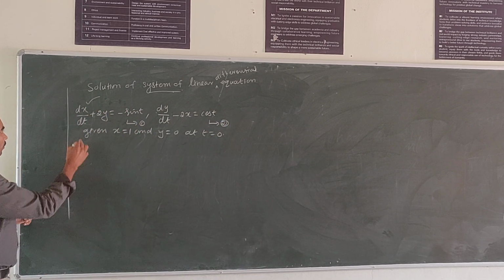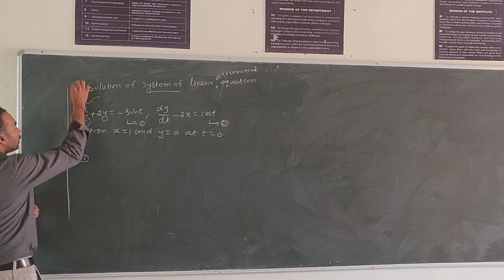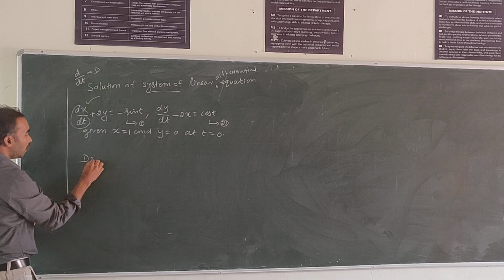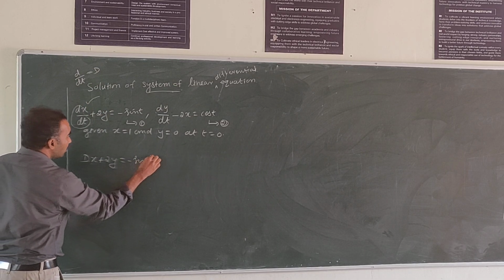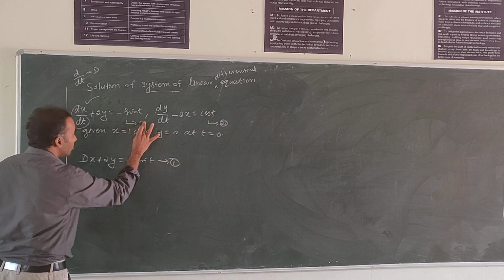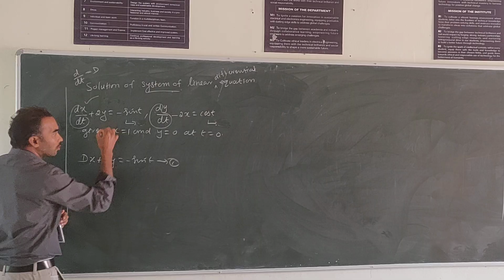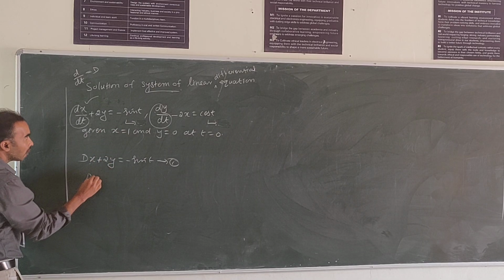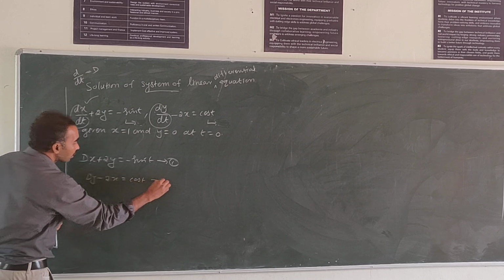Okay, we can convert d by dt and write it as D. So Dx plus 2y equal to minus sin t. This is 1. We can give the notation d by dt written as D: Dy minus 2x equal to cos t. Take this as 2.